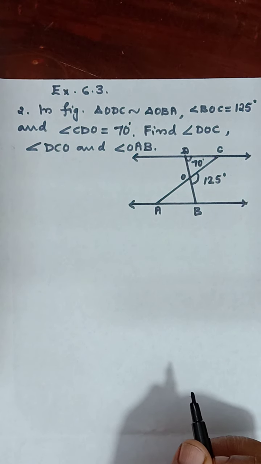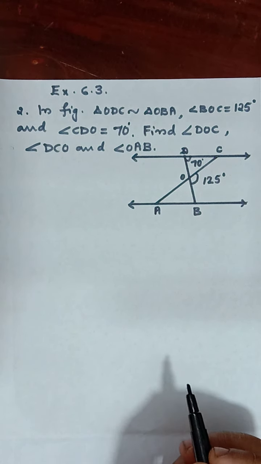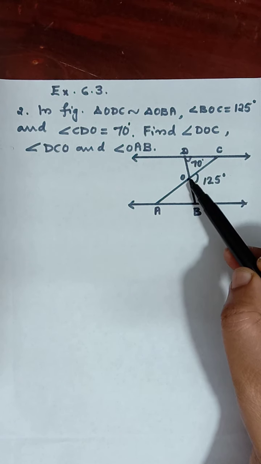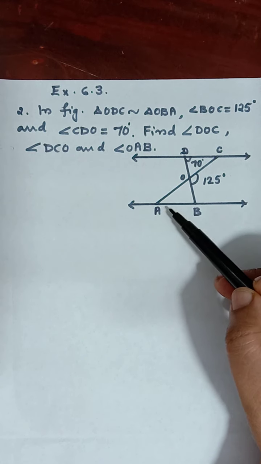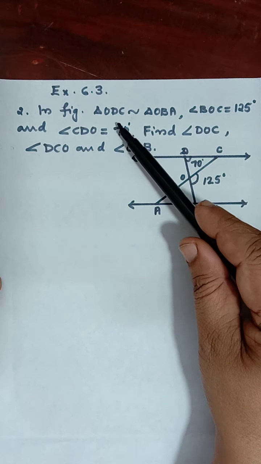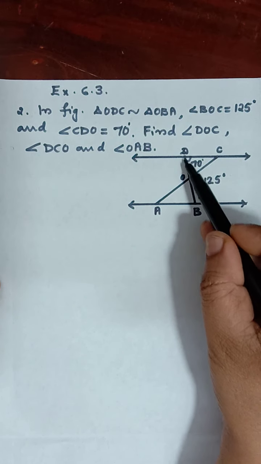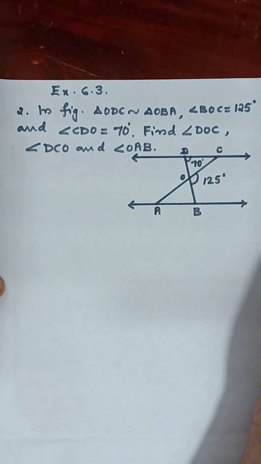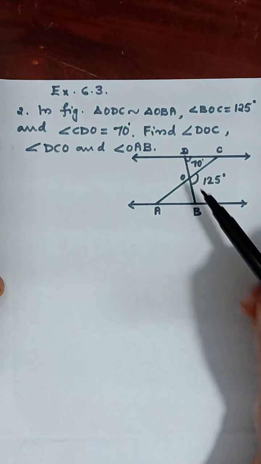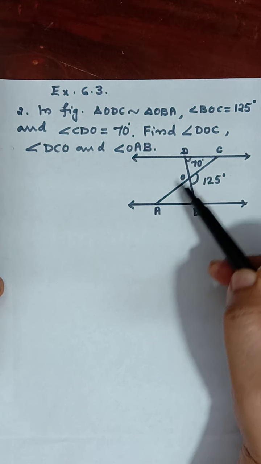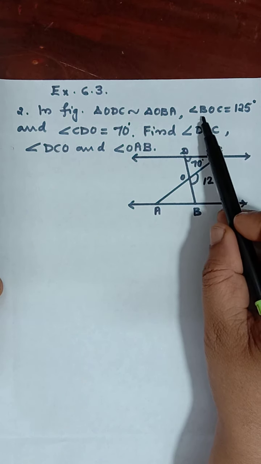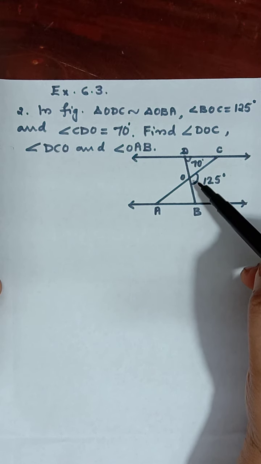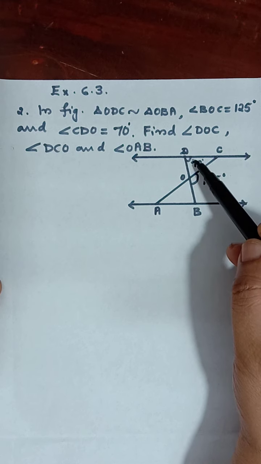Exercise 6.3, question number 2 of the textbook. In the figure, triangle ODC and triangle OBA are similar. First you have to see the order in which it is written: triangle ODC and triangle OBA. Therefore, if these two triangles are similar, as I know, corresponding angles are equal. Angle BOC is equal to 125. Angle CDO is 70 degrees.